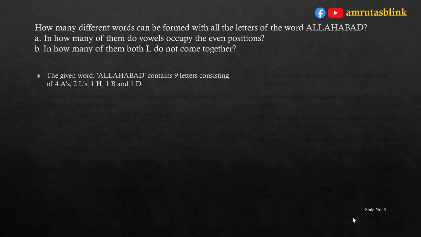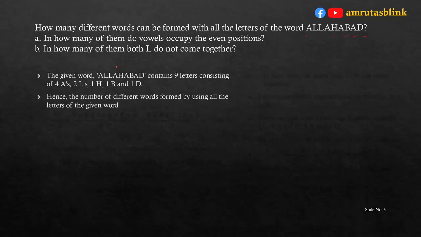Now initially we will observe the word Allahabad. How many letters are there? There are total 1, 2, 3, 4, 5, 6, 7, 8 and 9. There are total 9 letters in the word Allahabad, in which there are 4 A, 2 L, 1 H, 1 B and 1 D. So if we consider repetition, A is repeated 4 times and L is repeated 2 times. So the number of different words formed by using all the letters of the word given.